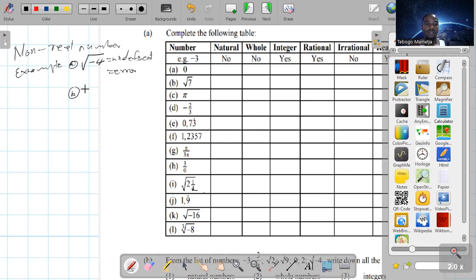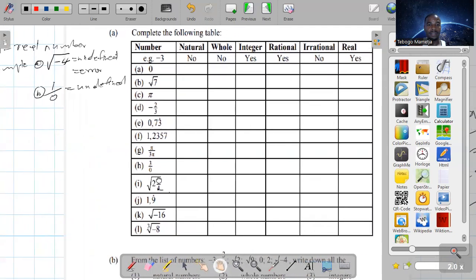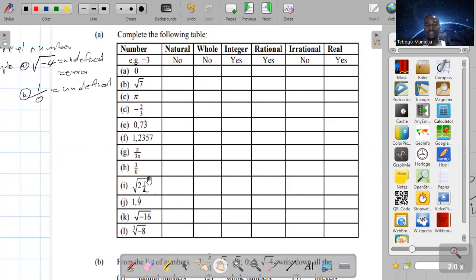Number B can be something like 1/0. Dividing a number by 0 is also undefined. Even a calculator can't give you the exact answer for that. So these numbers are neither rational numbers nor irrational, hence they can be categorized as non-real. So guys, can we go now and complete this?